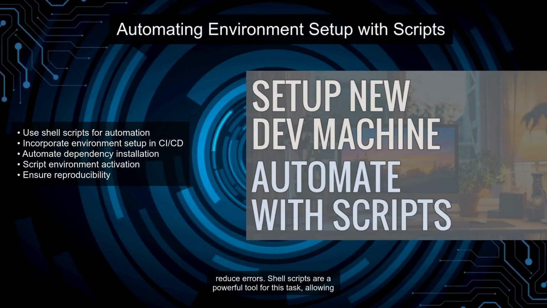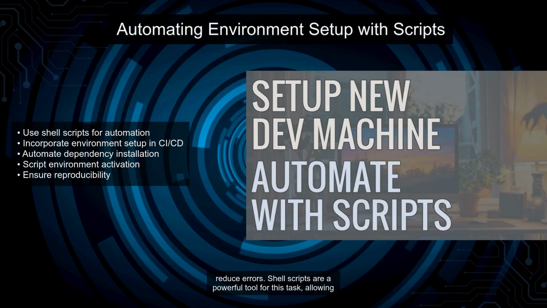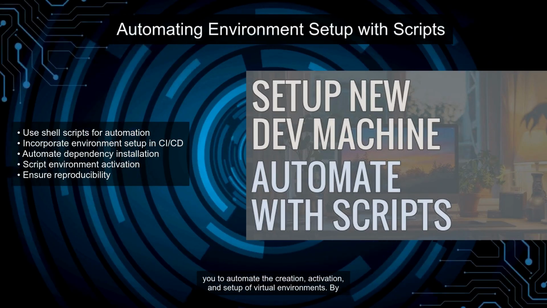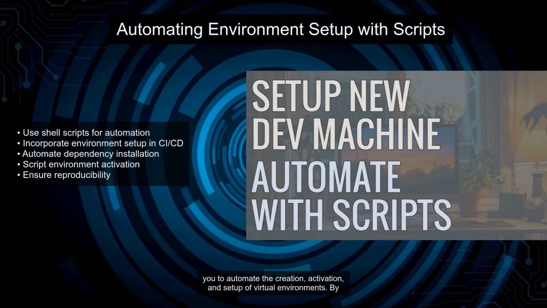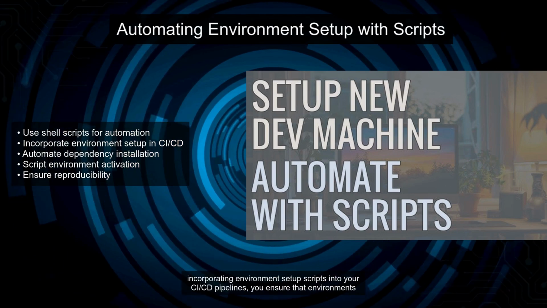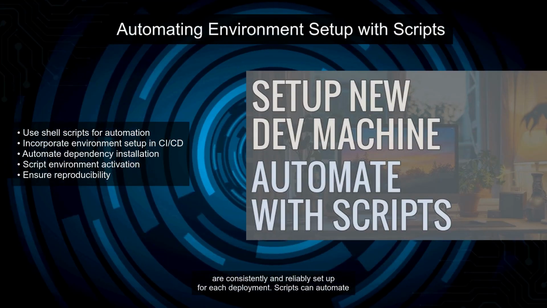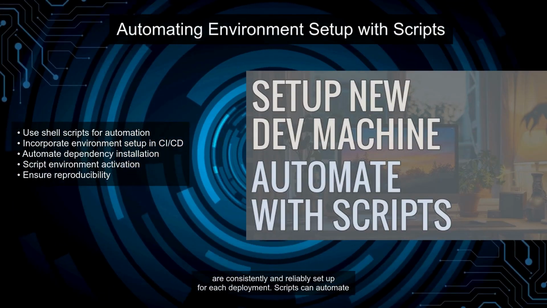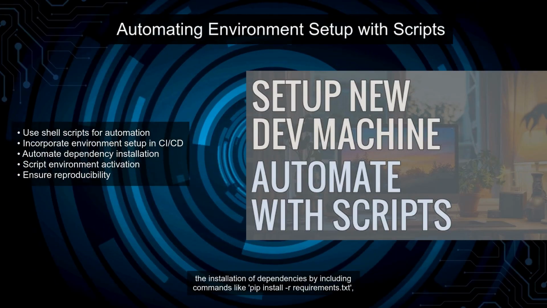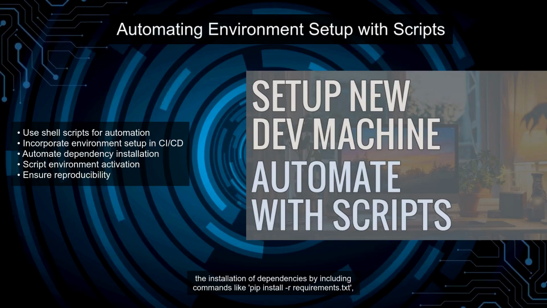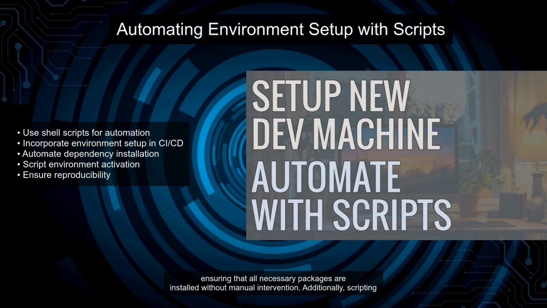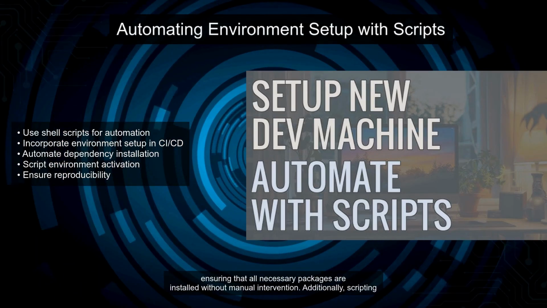Automating the setup of Python virtual environments can save significant time and reduce errors. Shell scripts are a powerful tool for this task, allowing you to automate the creation, activation, and setup of virtual environments. By incorporating environment setup scripts into your CI/CD pipelines, you ensure that environments are consistently and reliably set up for each deployment. Scripts can automate the installation of dependencies by including commands like pip install -r requirements.txt, ensuring that all necessary packages are installed without manual intervention.